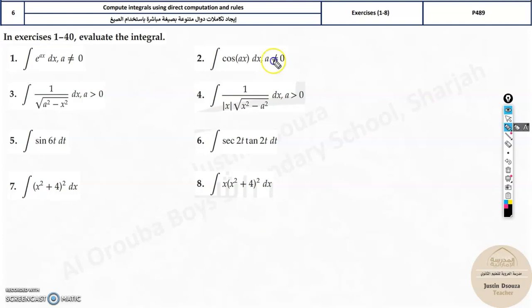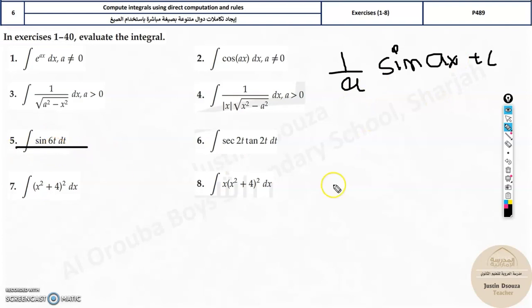Now over here, same thing. Whenever there is a constant, 1 by a is out. And remember, it will be sine, not x, it will be ax plus c. So this would be the answer. Now what about this?